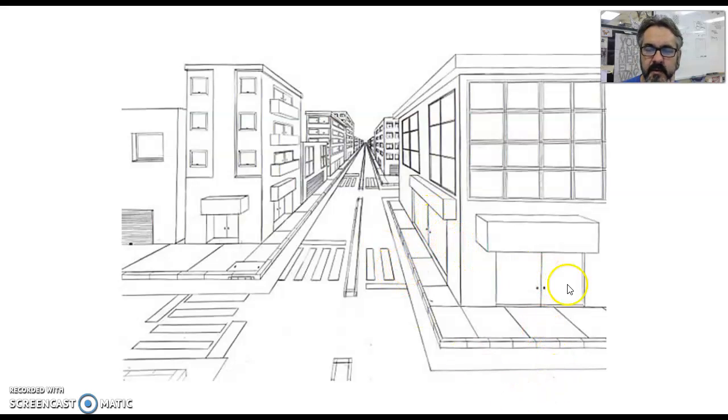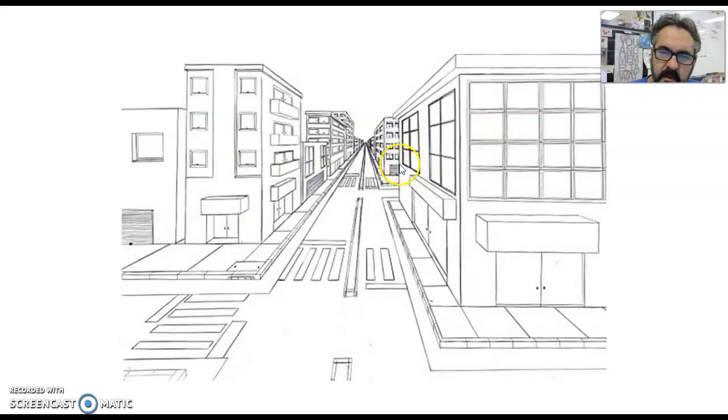Any line that is not straight up and down, so any line that is on a front face of a building, so here, here, here, here, those are all going to be horizontal this way. They are all going to run parallel to the horizon line, or even you can think about parallel to the edge of your paper.